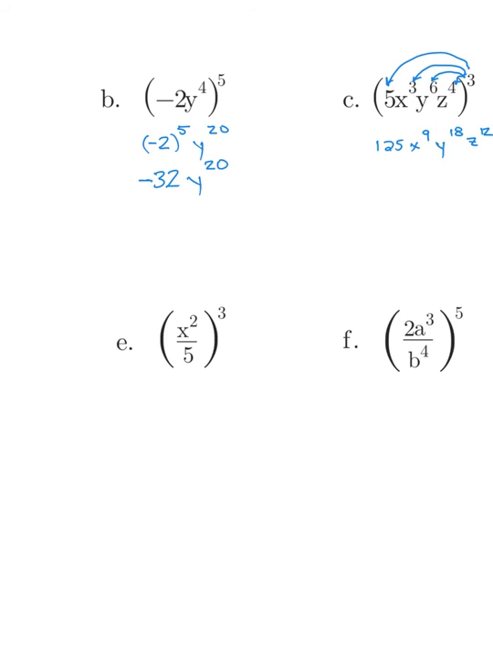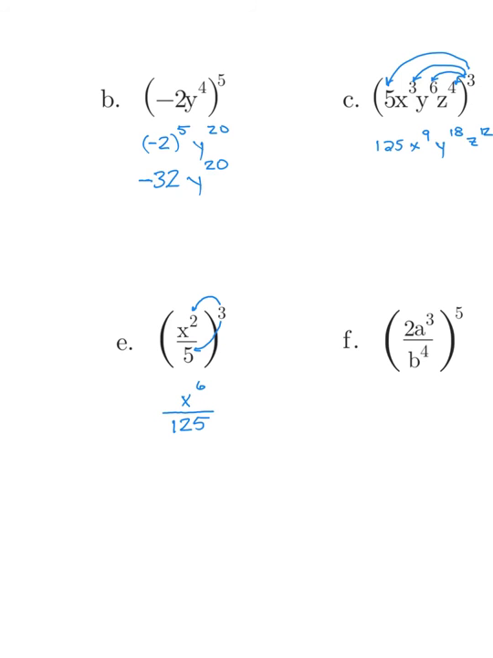So now let's go over to example E. Example E, again, I have x squared over 5. I want to cube the whole thing. So remember that we want to distribute the 3 to everything inside. So we get x to the 6th. Remember, we want to multiply the exponents. Over 5 cubed is 125. And that's it.